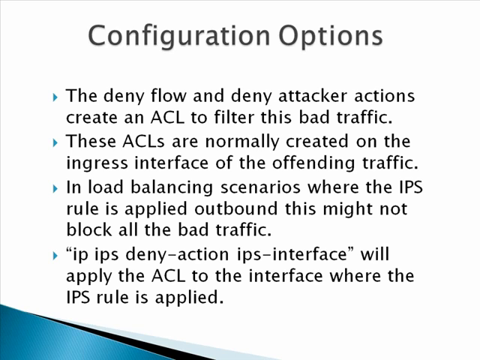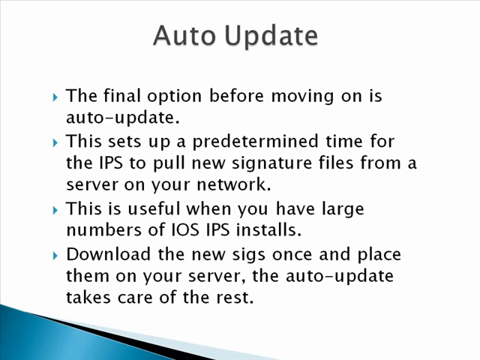and if the IPS rule is applied outbound, that might not block all the traffic. The other load balanced interface might use it. So you can use the IPS deny action IPS interface, and that would apply the ACL to the interface where the IPS rule itself is applied, not where the traffic actually came in. That's a special case scenario, and one that you probably won't see, but just in case it happens, there it is.